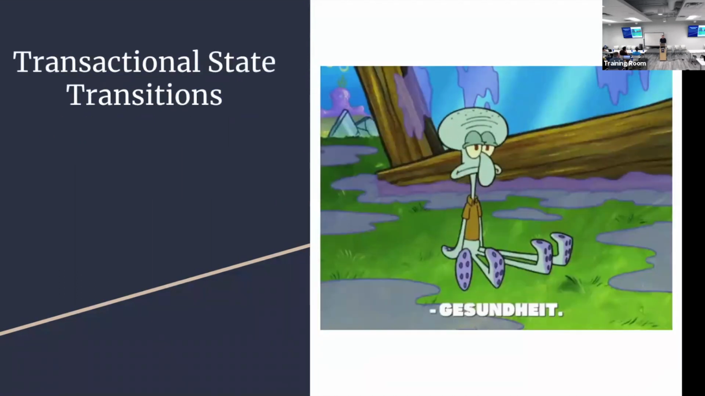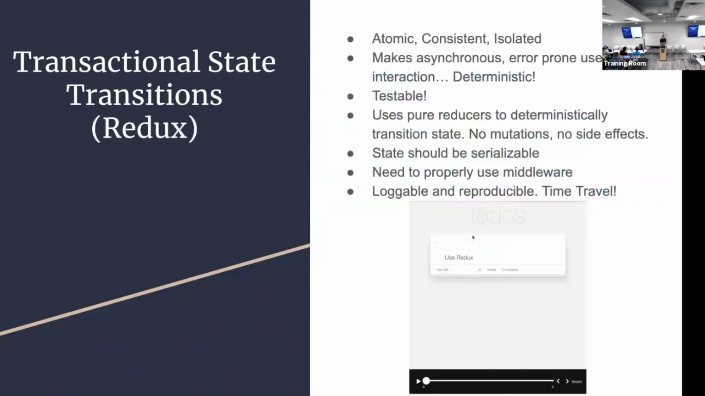The last piece is transactional state transitions. That probably sounds like nonsense. But really, this is just Redux, right? A lot of these things come from database theory, again, right? So transactions allow you to do everything in one block, right? Either the whole thing succeeds or the whole thing fails.